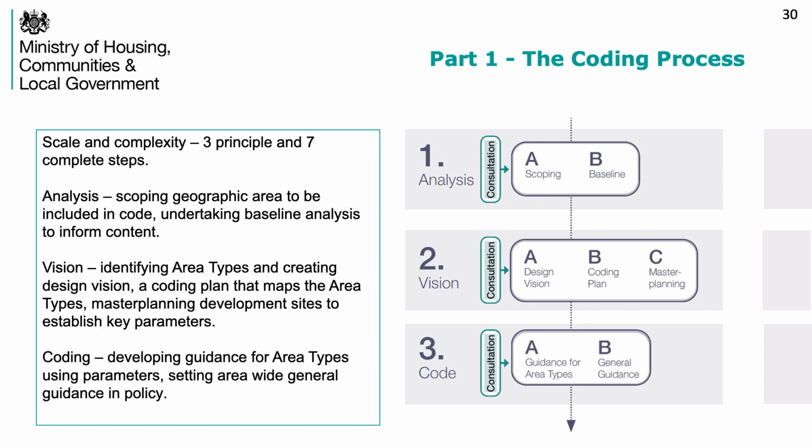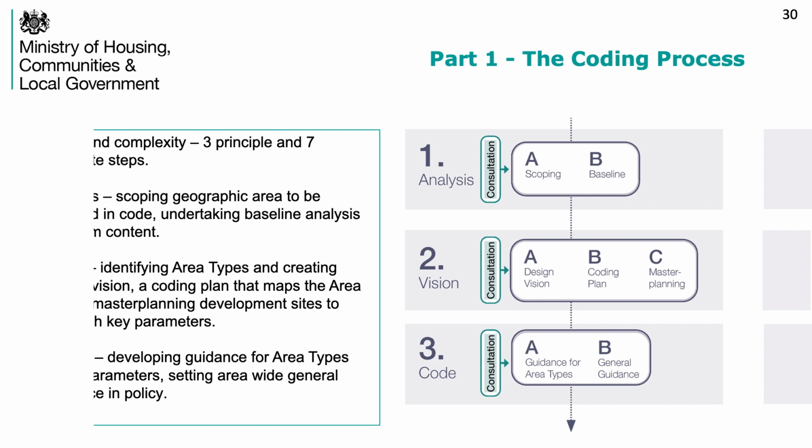So the National Model Design Code is based upon a simple three-step process, and those steps are in turn broken down into sub-steps, seven in total. And what I want to do is just briefly go through each of these steps and describe how we anticipate local authorities would go about creating their local design codes.